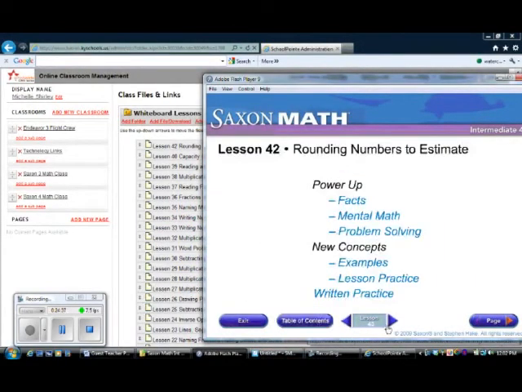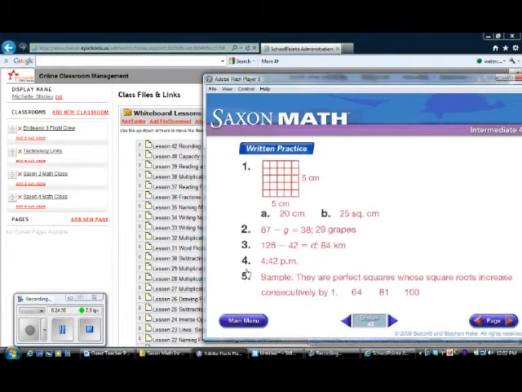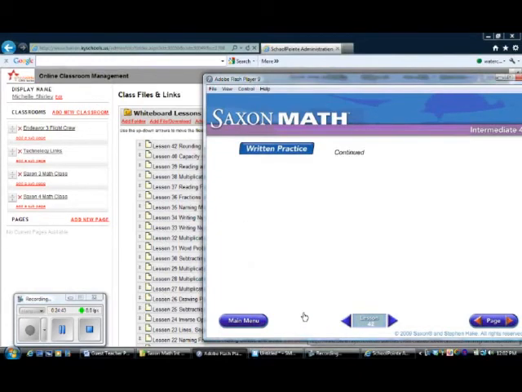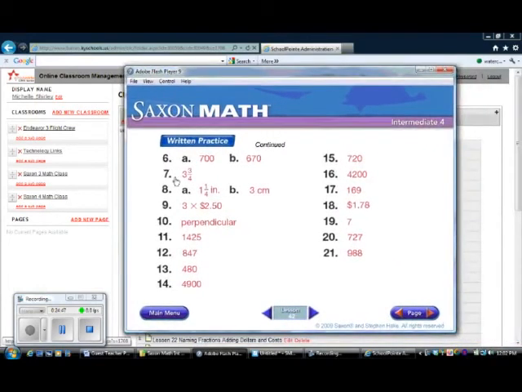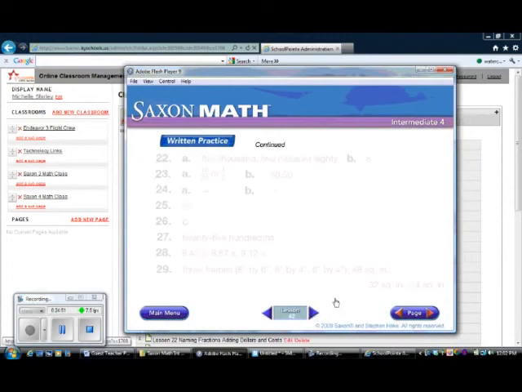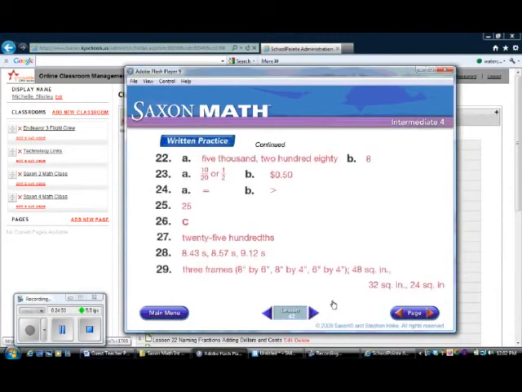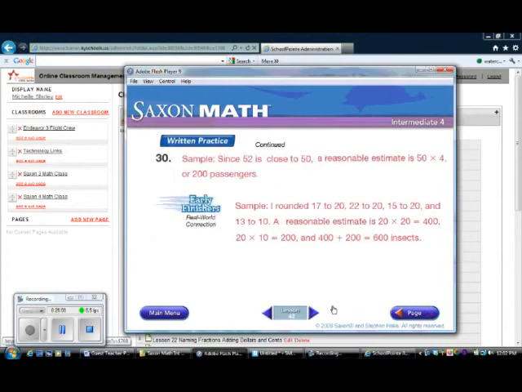Okay, you're ready to go back and check 42. So hit pause as you check 1 through 5. Hit pause as you check 6 through 21. Hit pause as you check 22 through 29. And hit pause as you check 30 and the early finisher if you did that. And you're finished.